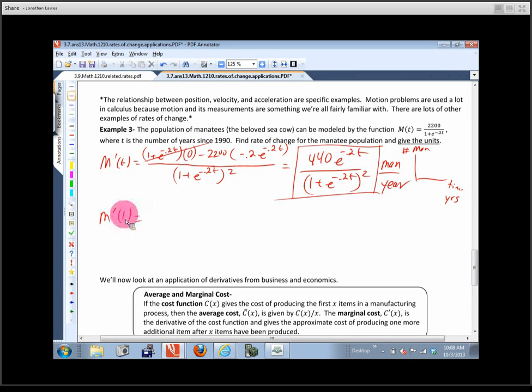Now, let's figure out what m prime of 1 is. M is just the number of manatees, the population. It gives the population with respect to time, so maybe we have points that look something like this. So it's just manatees. If we find the rate of change here, this would be manatees for the rise on the slope, and this would be years for the run, so we'd have manatees per year. That's where our rate is introduced. Good question. Anything else?